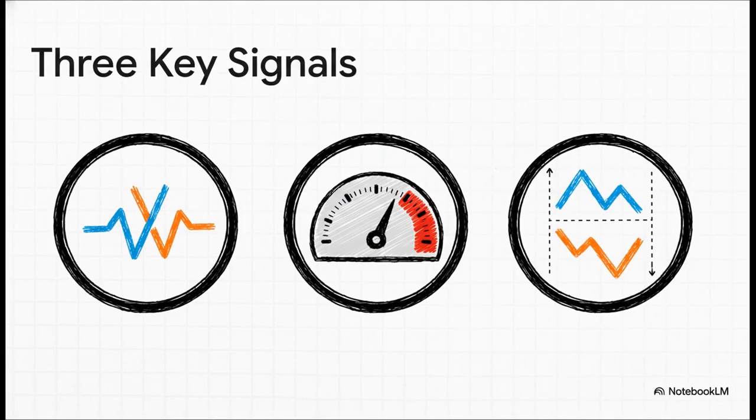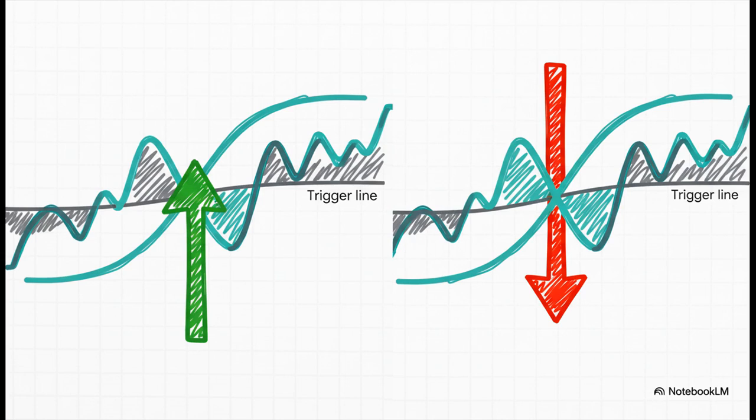Okay, so how do we turn these lines into something we can actually trade? There are really 3 key signals you want to be on the lookout for. Let's break them down one by one. First up, the most common and straightforward one, a crossover. It's simple. When that fast Fisher line crosses above the slower trigger line, that's your potential buy signal. And when it crosses below, that's your potential sell signal.